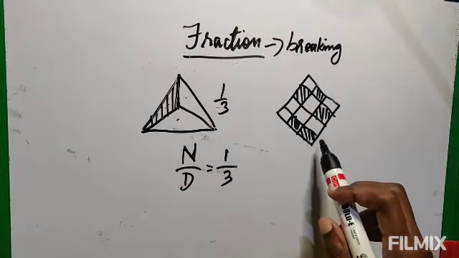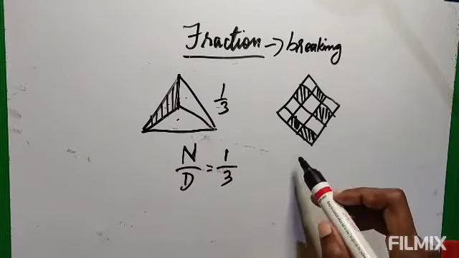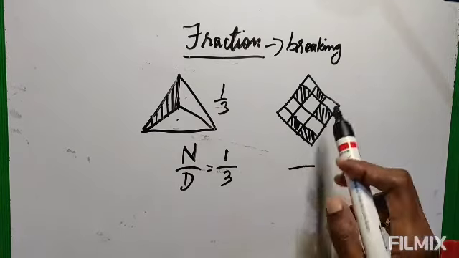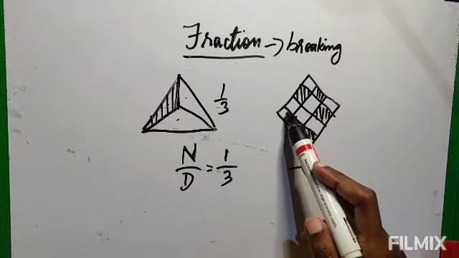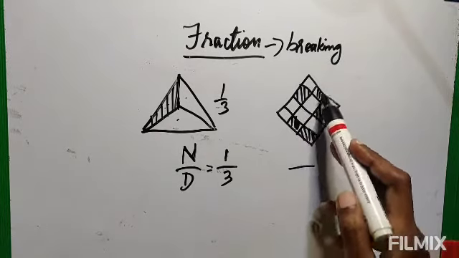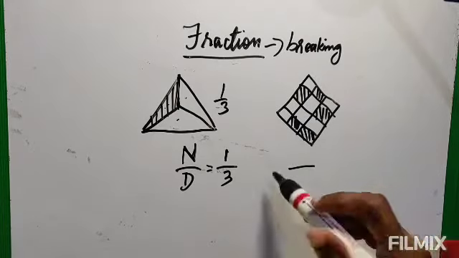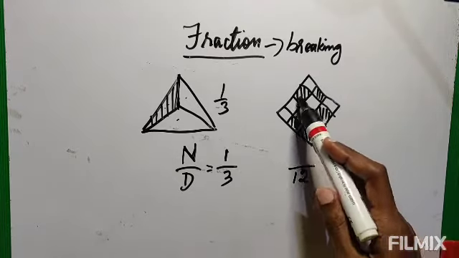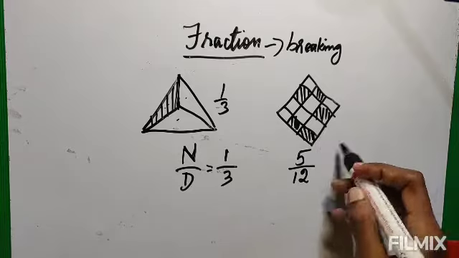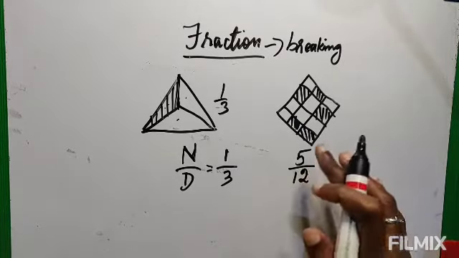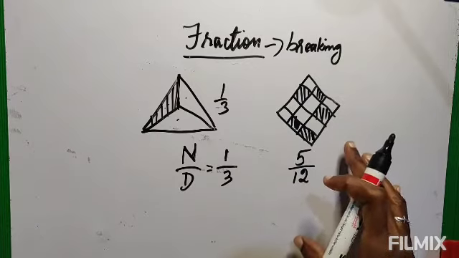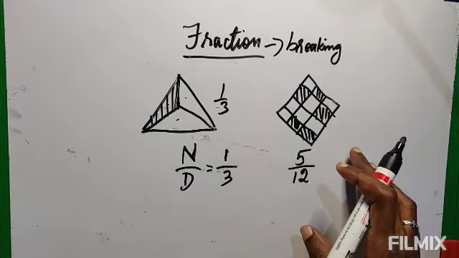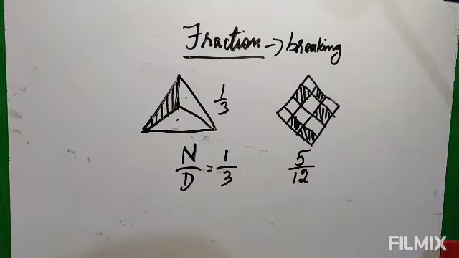Again here, in this rhombus, you have to write the fraction. First in the denominator we will write the total number of equal parts. So here the total number of equal parts is 1, 2, 3, 4, 5, 6, 7, 8, 9, 10, 11, 12. So the total is 12. And how many parts are shaded? 1, 2, 3, 4, 5. So this figure represents the fraction 5 by 12. This is the way we represent the figure in fraction. I think last year you learned, so it is very easy. This you can do in the recap exercise.